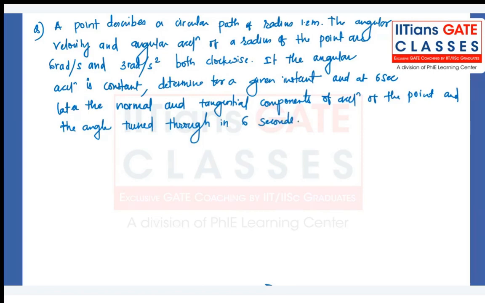Okay, let me read this question again. A point describes a circular path of radius 1.2 meter. The angular velocity and angular acceleration of the point are omega naught is equal to 6 radian per second and alpha is equal to 3 radian per second square. Okay, both clockwise. If the angular acceleration is constant, determine for a given instant and at 6 seconds later the normal and tangential component of the acceleration.